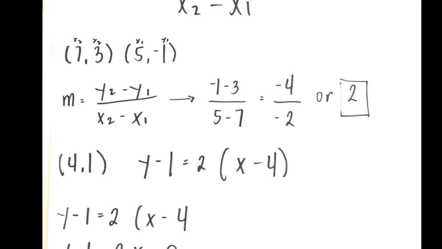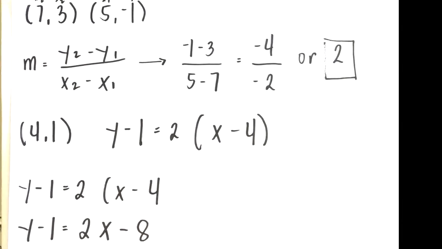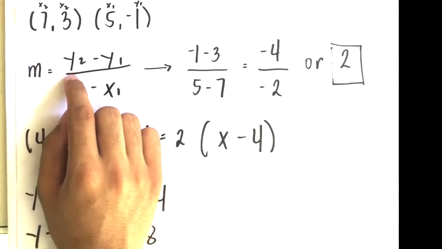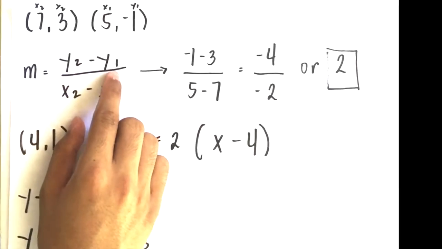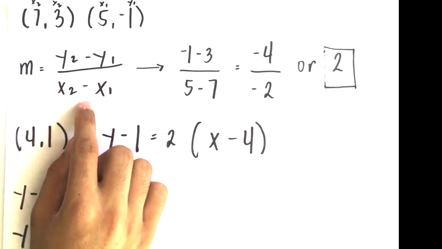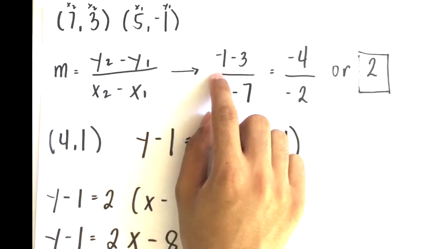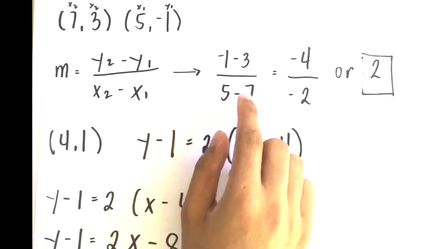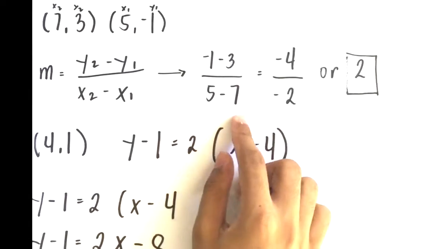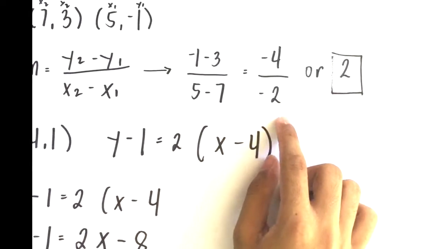Our first step is to get the slope of the line. So the formula for slope is m equals y sub 2 minus y sub 1 over x sub 2 minus x sub 1. So plug in the numbers: negative 1 minus 3 over 5 minus 7 equals negative 4 over negative 2, or 2.